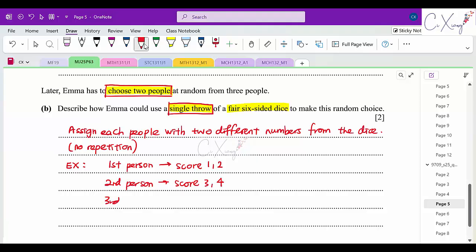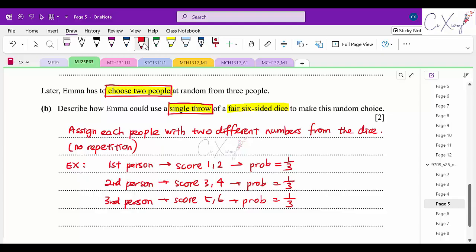Then the third person is having the score of 5 or 6. All right, then from here, you know that all the probabilities are equal to 2/6, which is 1/3. From here, you can see that each of the persons is having the equal chance to be selected because all the probabilities are the same for them to be selected, which is 1/3.